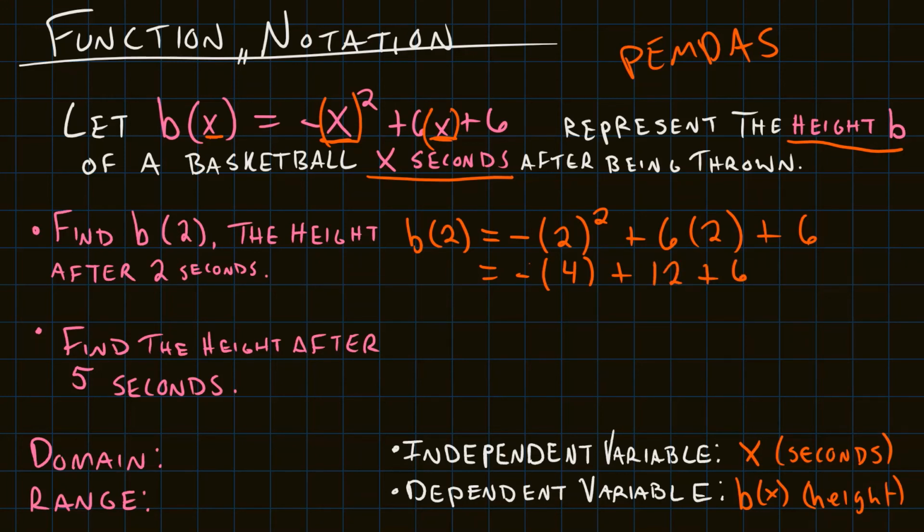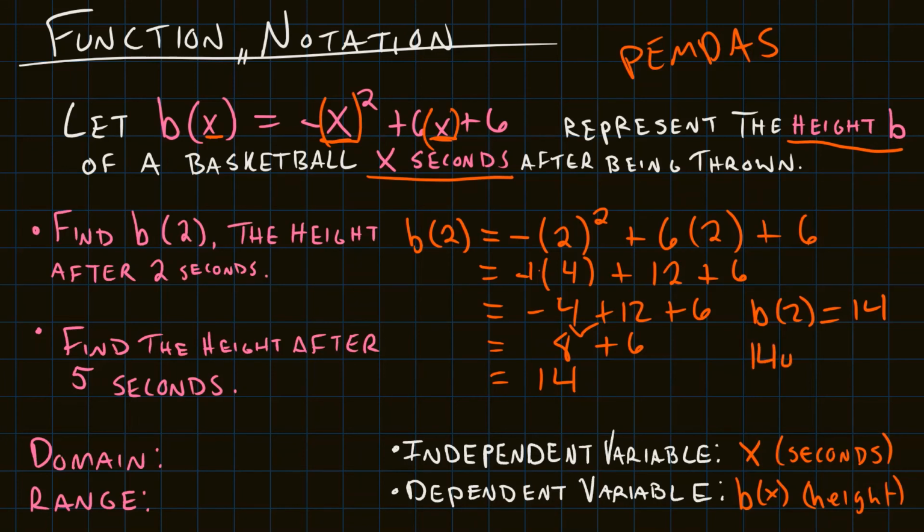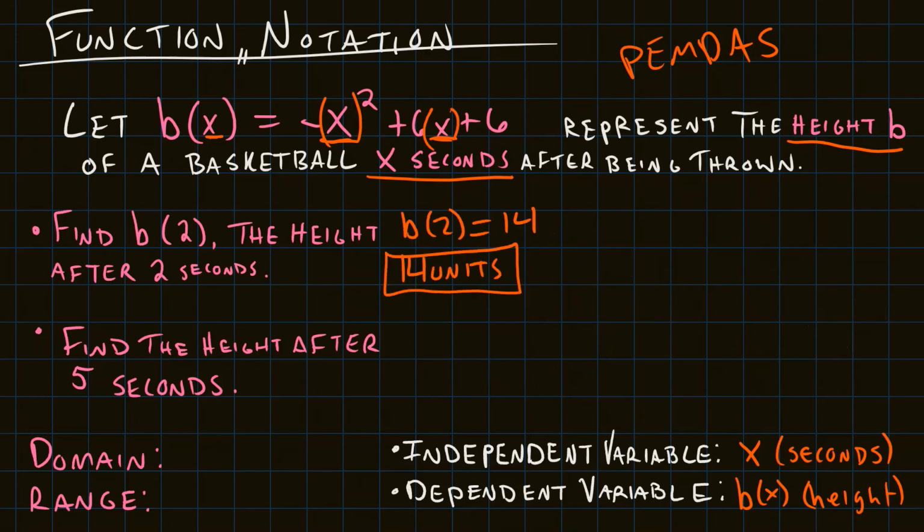Since negative 1 really is what's out here, times 4 is negative 4, we can now go ahead and just add up all of our remaining values. Negative 4 plus 12, or 12 minus 4, is 8, and 8 plus 6 is 14. So we get b of 2 is equal to 14, which means that after 2 seconds, the ball was 14 units above the ground. So now we're being asked to find the height after 5 seconds.